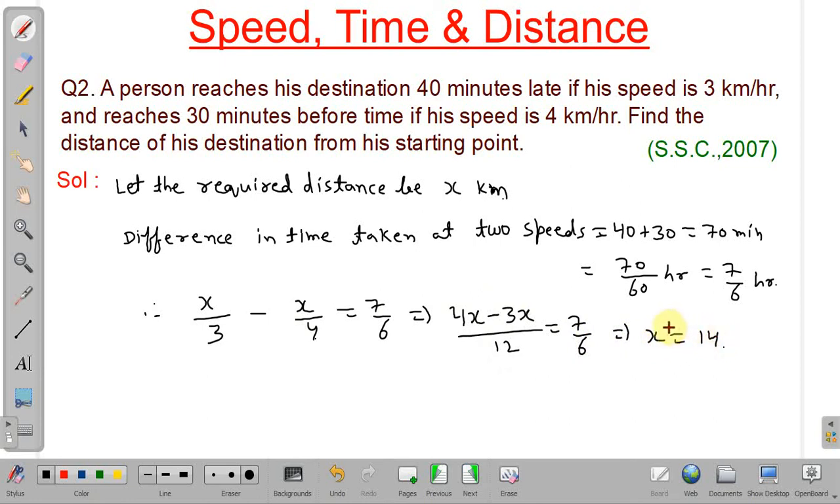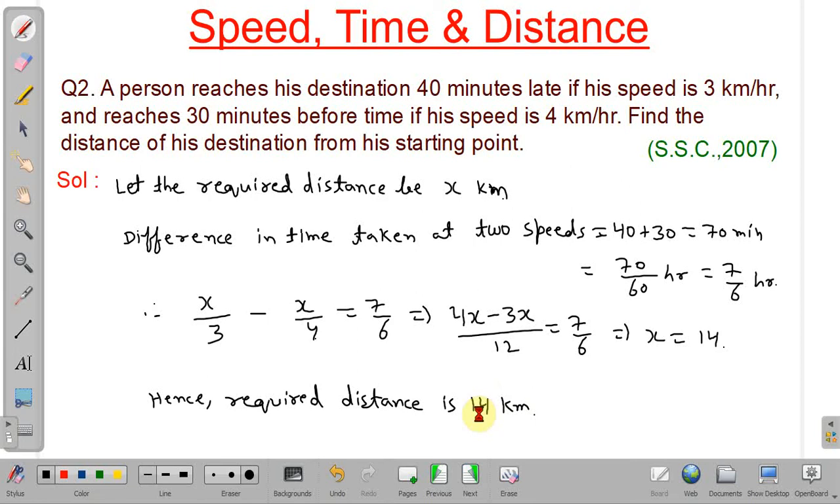Okay. So what will be the distance? Hence the required distance is 14 kilometers. So this is our answer.